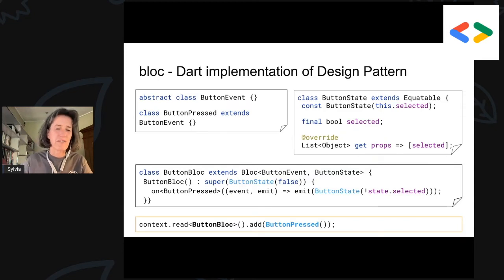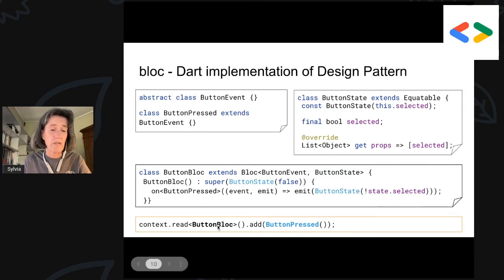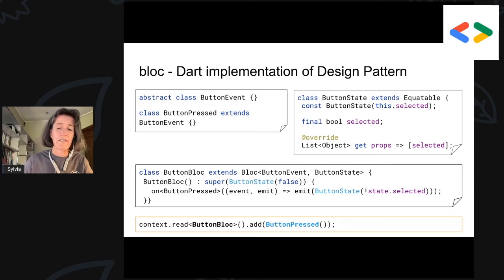Somewhere else in the code, in a completely different place, I would use this block now. I would most likely access it through a provider, and I'll talk a little more on the next slide about what that is. And then, for example, when this button is actually pressed, the button widget might call the button block through the provider, add a new event button pressed, and then handle everything else and just wait for a state change to update itself.